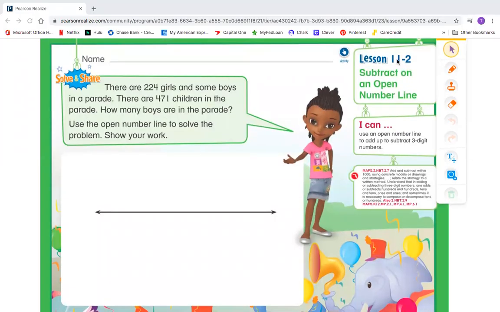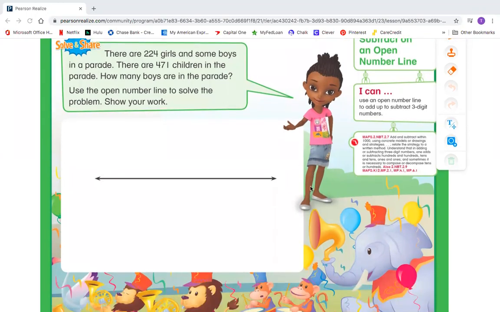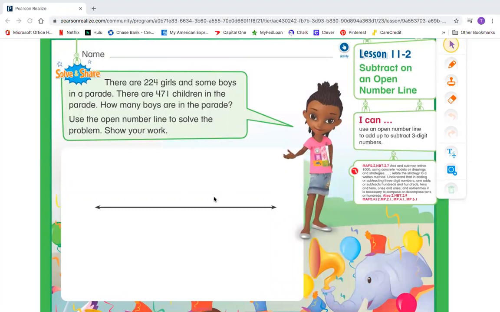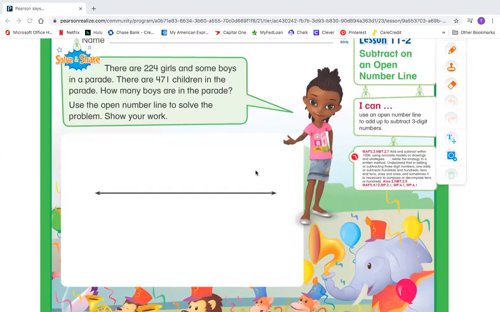So 11-2 is about subtracting on an open number line. You guys know that number lines are one of my favorite ways to do subtraction. So I'm going to show you two different ways to use a number line to subtract. That's what you're going to be expected to do when you're answering some of your questions. So let's read the question.